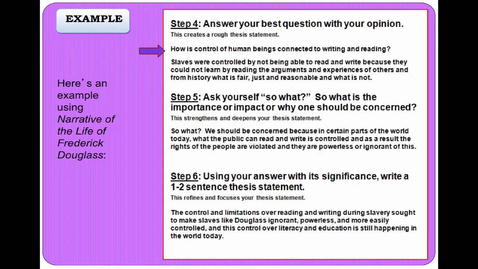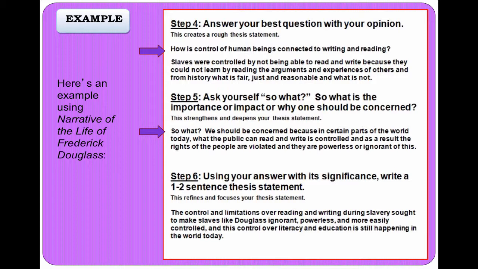Step 4. Answer your best question with your opinion. How is control of human beings connected to reading and writing? Slaves were controlled by not being able to read and write because they could not learn by reading the arguments and experiences of others and from history what is fair, just, and reasonable, and what is not. Step 5. Asking yourself, so what?